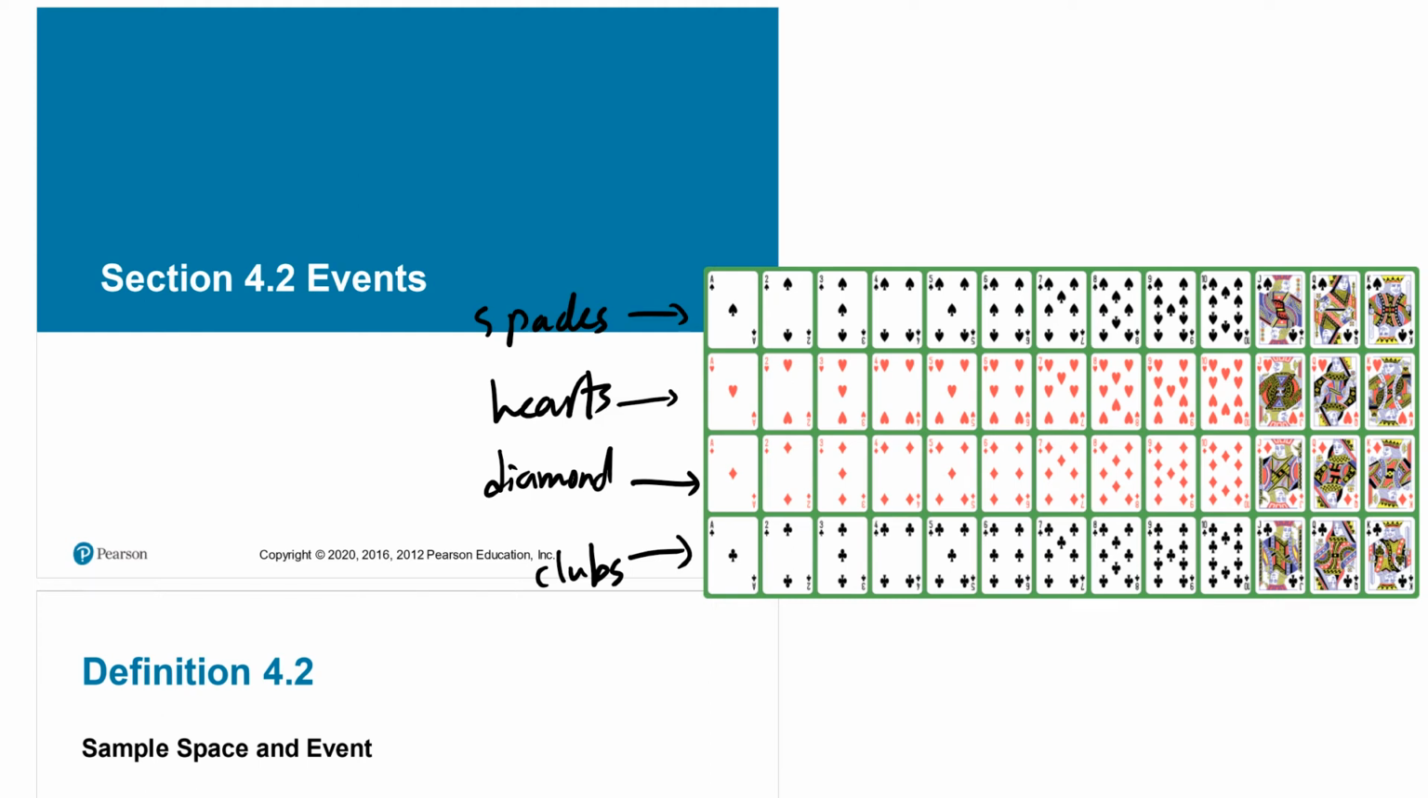So section 4.2, events. This whole section is about introducing more information about events. What are events? Especially when it comes to a deck of cards. As you can see, we have a total of 52 cards, 13 each. 13 times 4 is 52. The first row is spades, the next one hearts, diamonds, and then clubs.